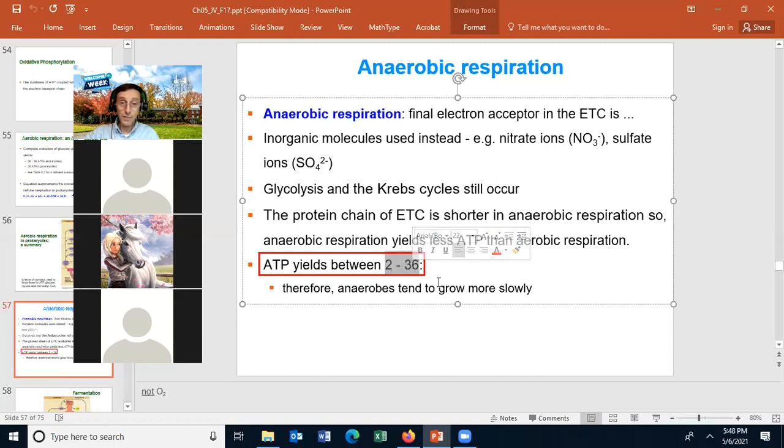The important thing to know is that anaerobic respiration does not generate as much ATP as aerobic respiration in prokaryotic cells. Therefore, anaerobes tend to grow slower than aerobes because they produce less ATP. Any question about any of that?